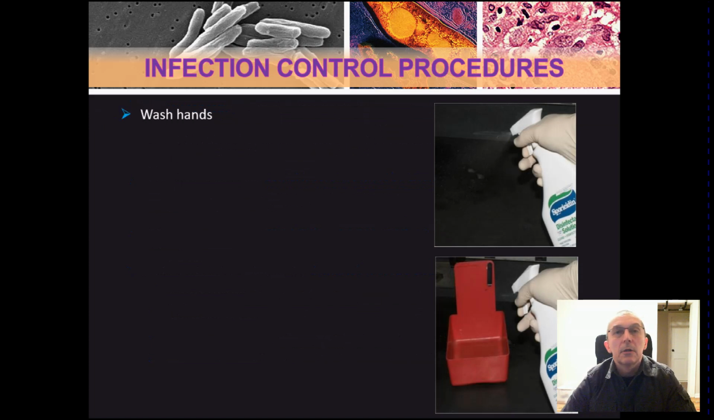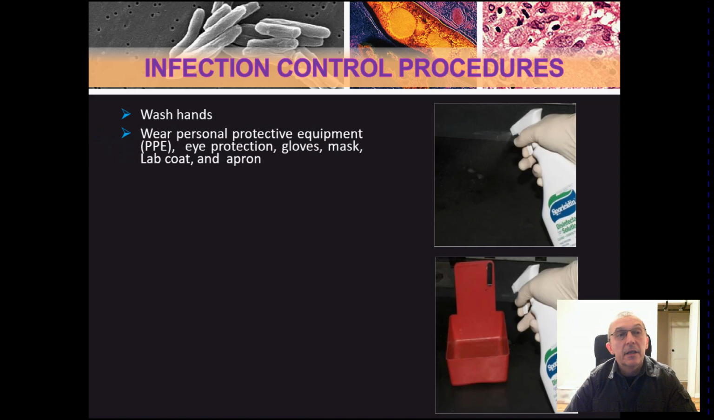Okay, so what are our infection control procedures? The most important thing is to wash our hands. Second thing is we must wear our personal protective equipment every time that we are doing specific things. When we're grinding, eye protection. When we are handling impressions, we have to wear our gloves and our mask. When we are mixing stone, mixing investment, sandblasting, wearing our masks.